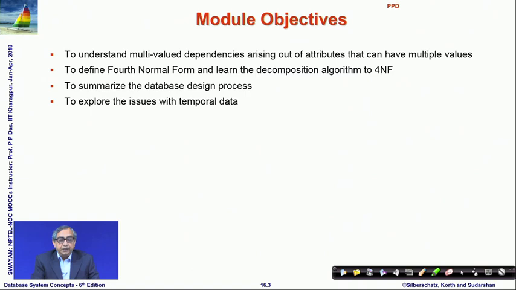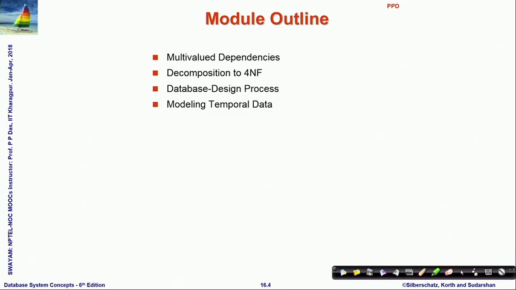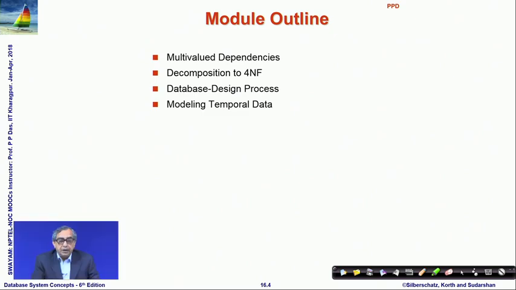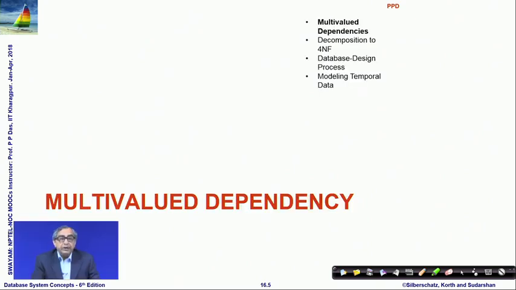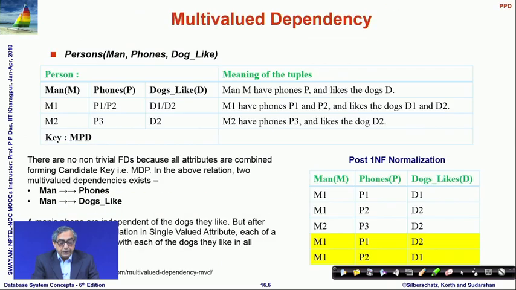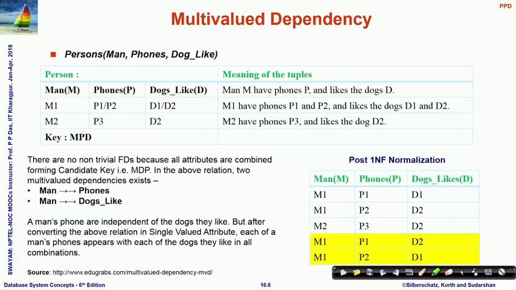And based on that, we will define fourth normal form and decomposition into 4NF, and then we will summarize this whole set of discussions of relational database design and talk a little bit about what happens when you have temporal data in your system. So, these are the outline points based on our objectives, and we start with the discussion of multi-valued dependency. Consider a situation like this.